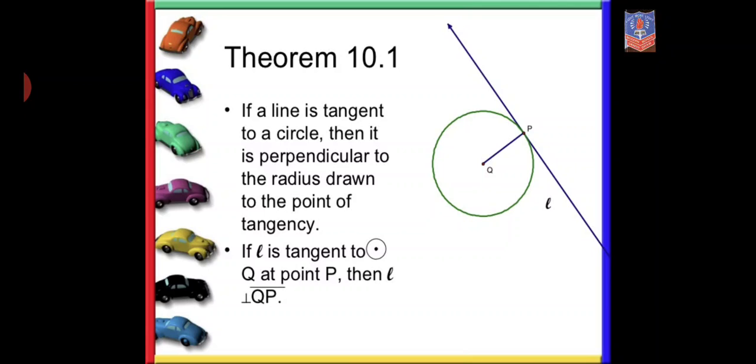So here you can see that there is a circle with center Q, and PQ is the radius. This line L is tangent to the circle at point P. So P is your point of contact, or you can say that P is the point of tangency. According to this theorem, if L is tangent to the circle, then this radius PQ is perpendicular to the line L, that is the tangent L. This tangent is perpendicular to the radius.